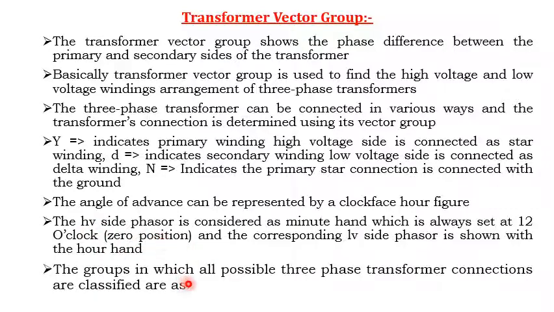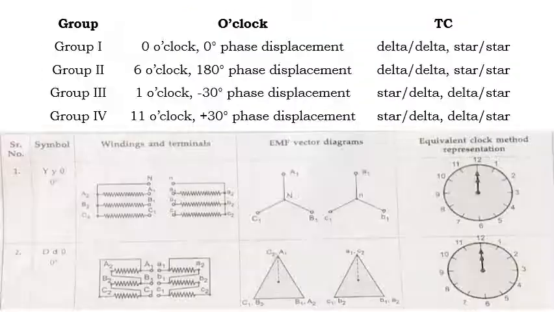Now, the groups in which all possible three-phase transformer connections are classified. So what are the groups here? Usually we can find 4 groups. The first group is 0 o'clock. That means the phase displacement is 0 degree. 0 o'clock means the HV side phasor and LV side phasor are overlapped on each other. So in that case there is no phase difference, and we can consider this as 0 degree phase displacement. So this is delta to delta or star to star connection.